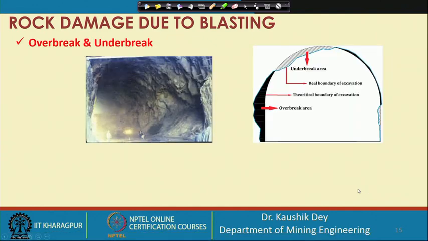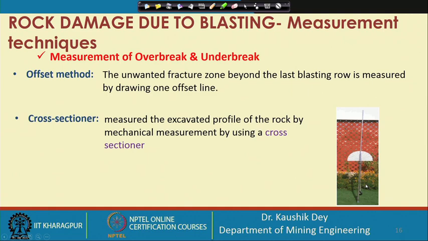Same thing is there for the underground excavation. You can see the picture of this one, the sidewise over excavation occurs in this particular place, and this is the under excavation occurring at this particular place, which can be easily observed in this figure.